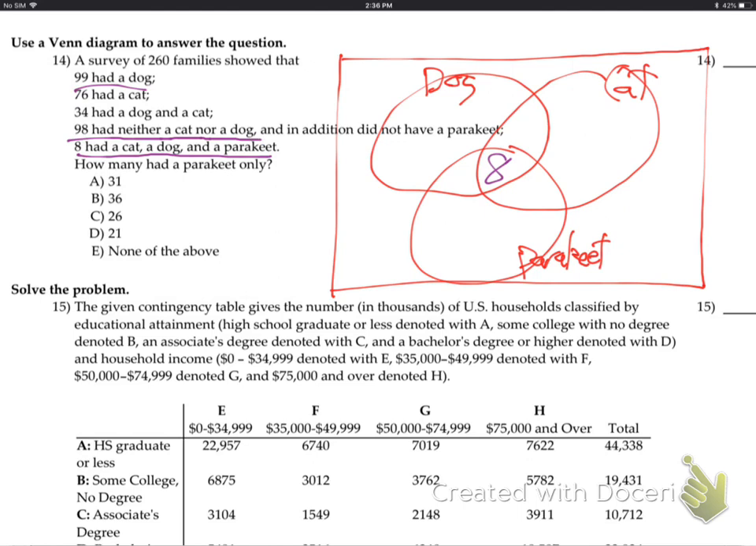98 had neither a dog nor a cat, and in addition did not have a parakeet. They had nothing. Where do they go? That's the outside. They're in no circles. That's where I wish I lived. No animals. I like animals, it's just not in my house. All right.